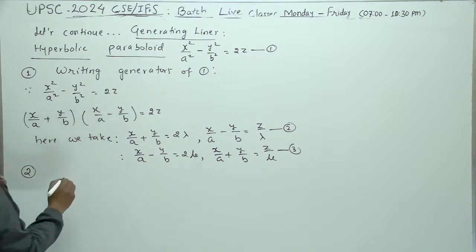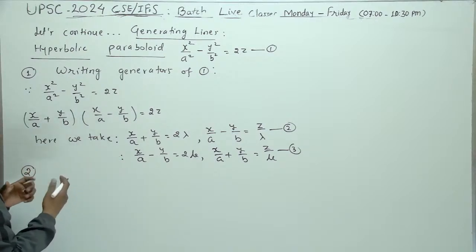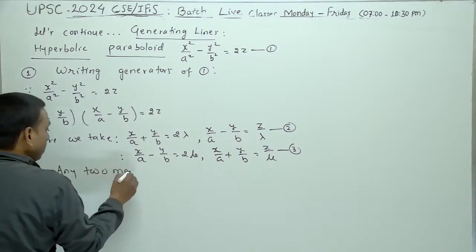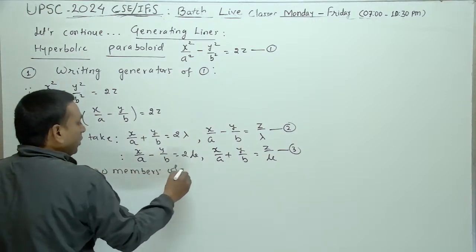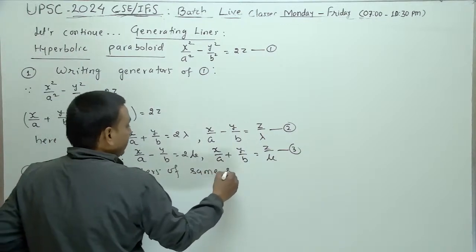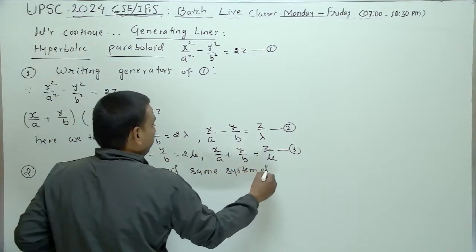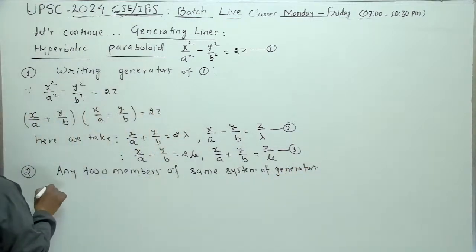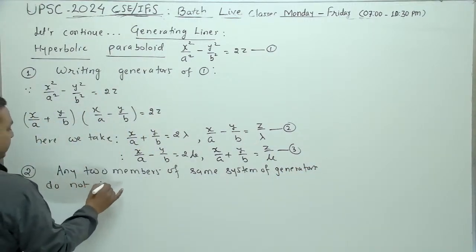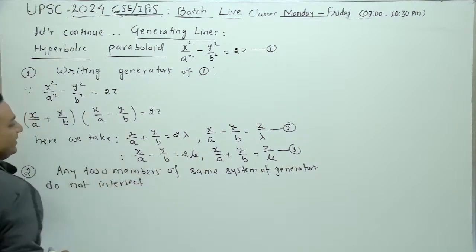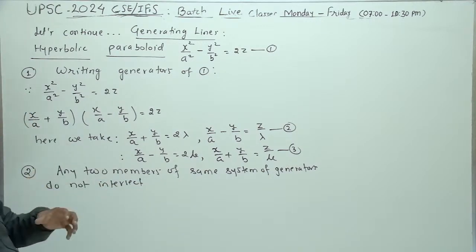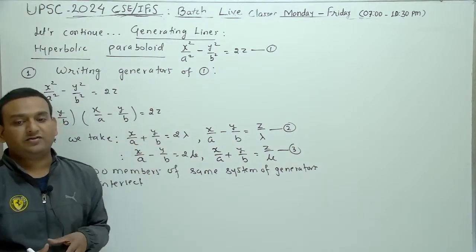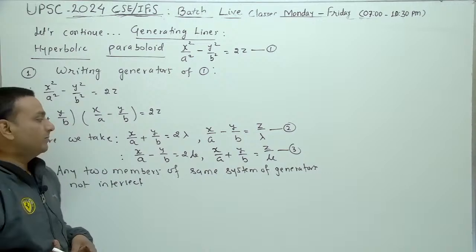Number second. What we learned in the previous lecture, in properties of generators, any two members of the same system of generators do not intersect. Do you remember correctly or not? So if you feel yes they intersect, then while solving you will get a contradiction. Right, dear fellows? Chalo.